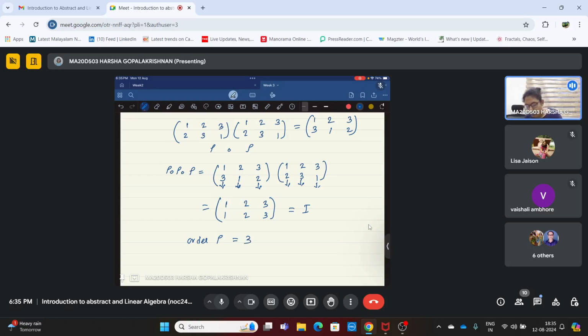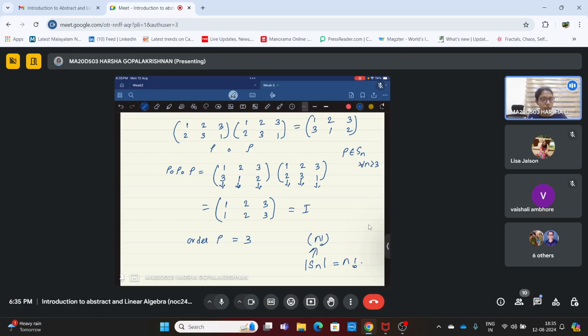It is not n factorial. What I am saying is the cardinality of Sn is n factorial. Cardinality of Sn means the number of such bijections in Sn. So this rho actually belongs to Sn for all n greater than or equal to 3. If n equals 3, this is just rho.